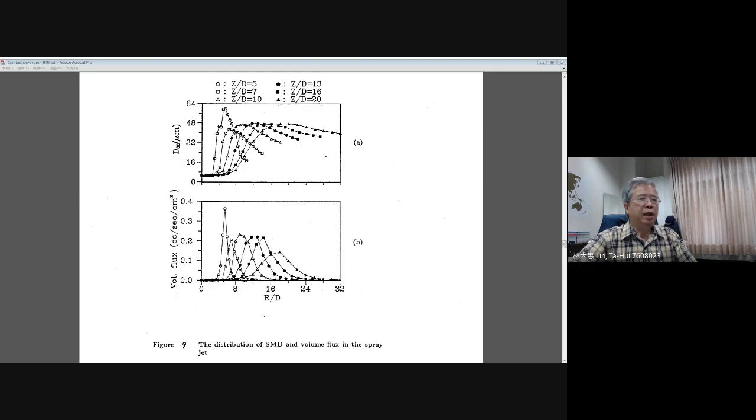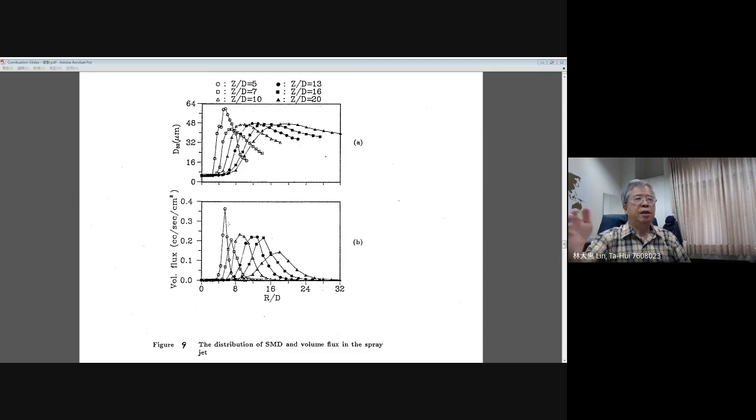Additionally, you can see the volume flux shows it is more dense. This is a dense spray region. What is the meaning of volume flux? It tells you in this region how much droplets you may have. Then they calculate the total volume in these small regions. You can see in the region at Z divided by D equal to 5, you can find a larger droplet size, and also more droplets in this region.